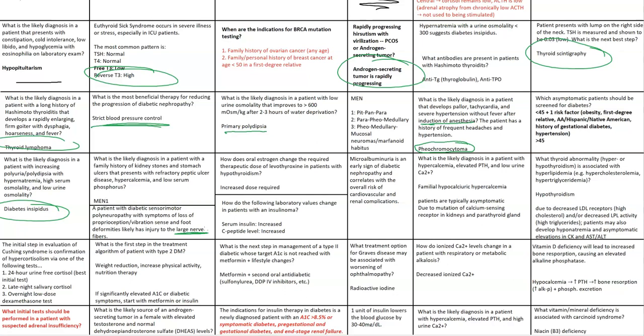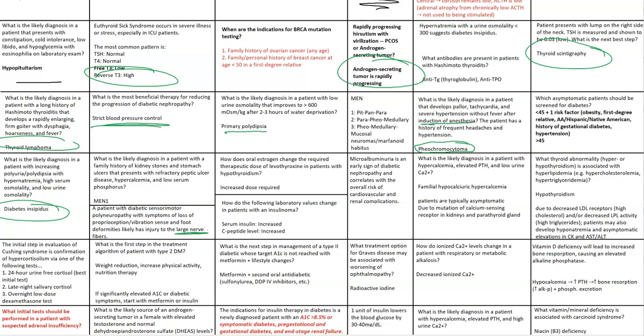Microalbuminuria is the early sign of diabetic nephropathy and correlates with overall risk factors of cardiovascular and renal complications. What is the most likely diagnosis in a patient with hypercalcemia, elevated PTH, and low urine calcium? That's familial hypocalciuric hypercalcemia. Patients are typically asymptomatic due to mutation of the calcium-sensing receptor in the kidneys and parathyroid gland.